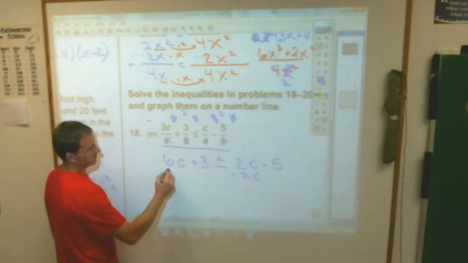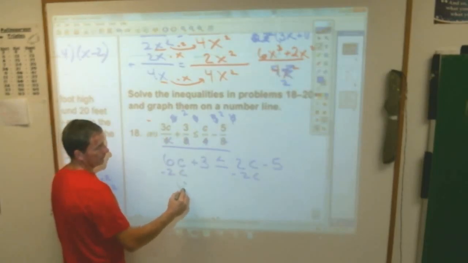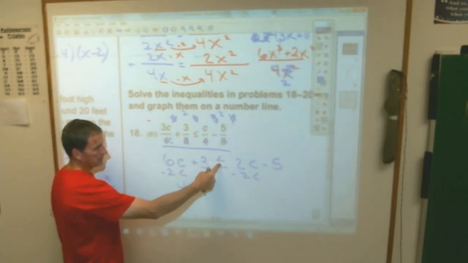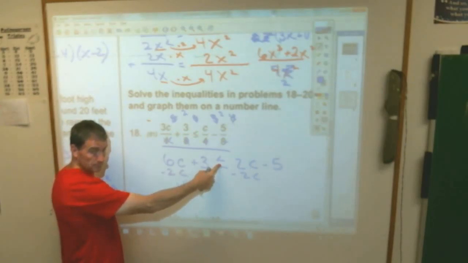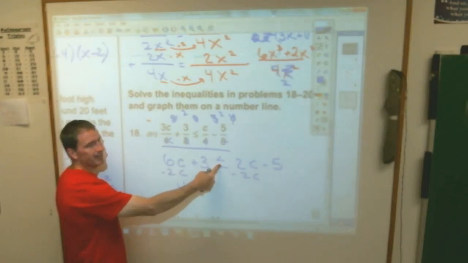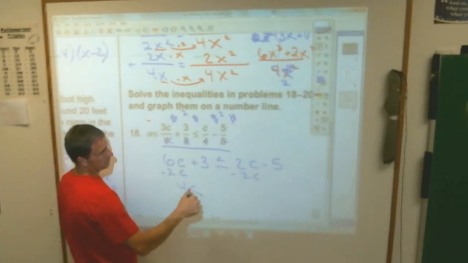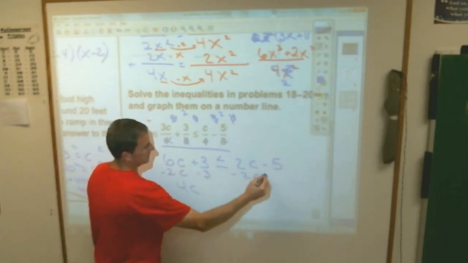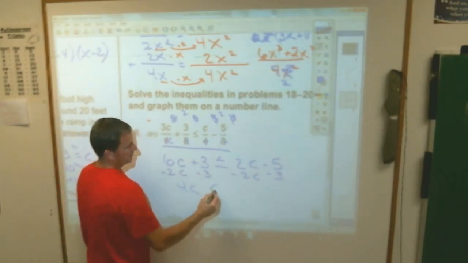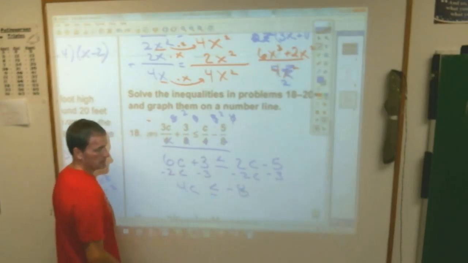Subtract 2c, subtract 2c. I get 4c. Do I change the sign with that? You only change the sign when you multiply or divide by a negative. I added. So it's only division. So no, you don't change the sign. Subtract 3, subtract 3. I get a negative 8.